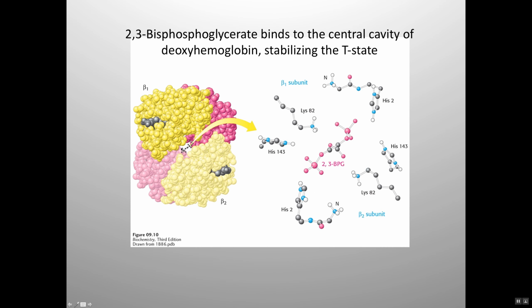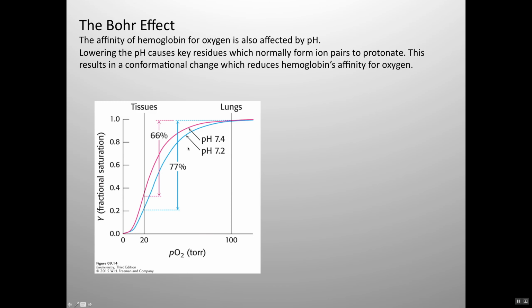And the bisphosphoglycerate actually binds in this central cavity. So these two yellow ones here are the two beta subunits, the pink ones the alpha subunits, and it binds in this cavity between them. So you can see it's stabilized by these ionic interactions with charged amino acids, and when it binds there, it promotes the formation of the T state.